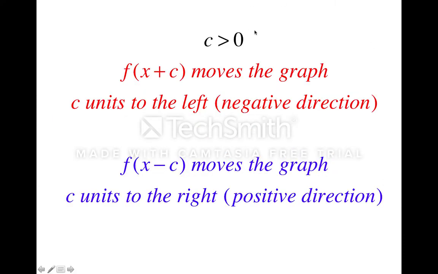If we step back and try to generalize this, suppose c is a positive constant. X plus c will move the graph c units to the left, in the negative direction. X minus c will move the graph c units to the right, in the positive direction. It's a little bit counterintuitive. You would think minus c would move it in the negative direction, but minus c moves it in the positive direction.